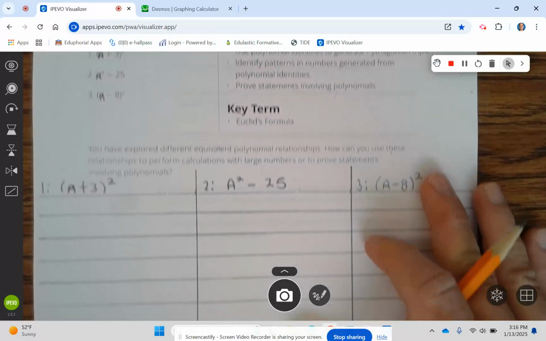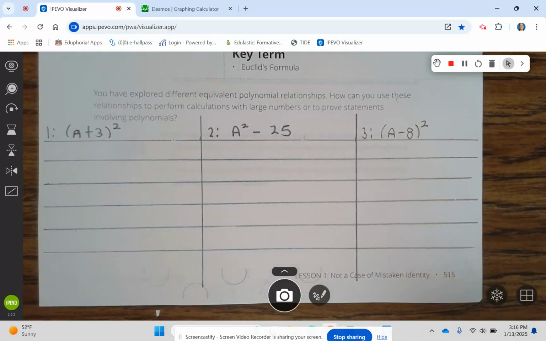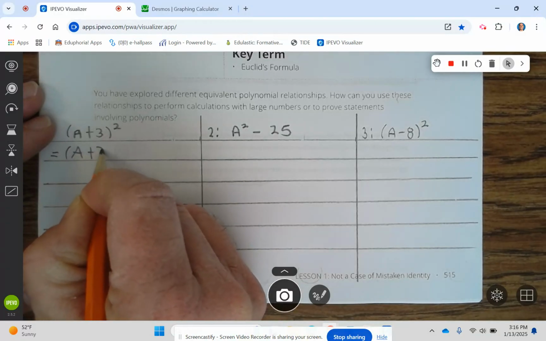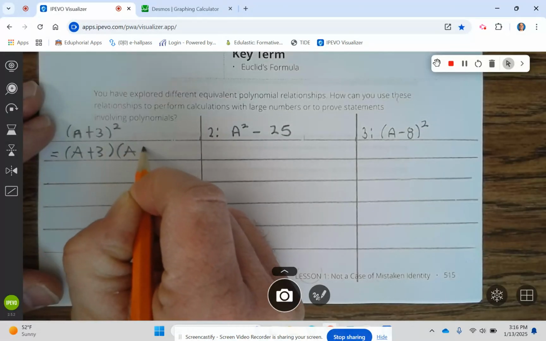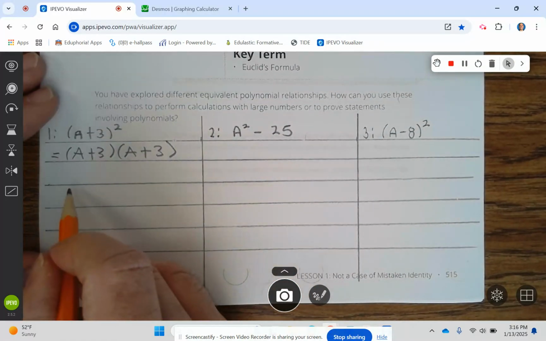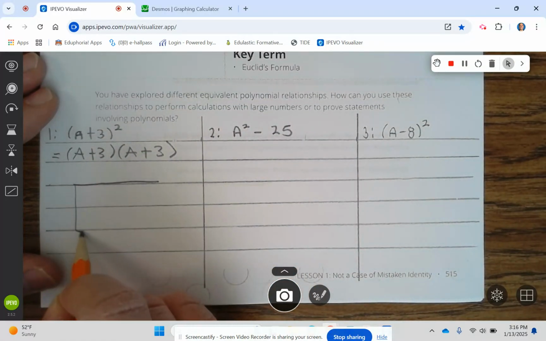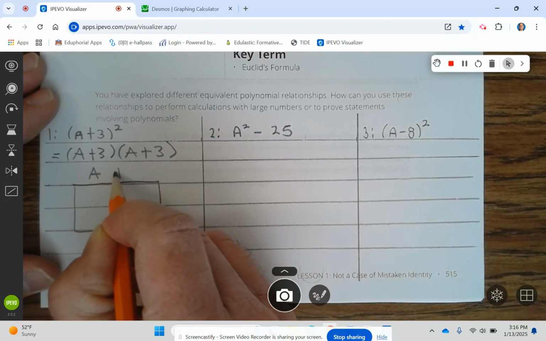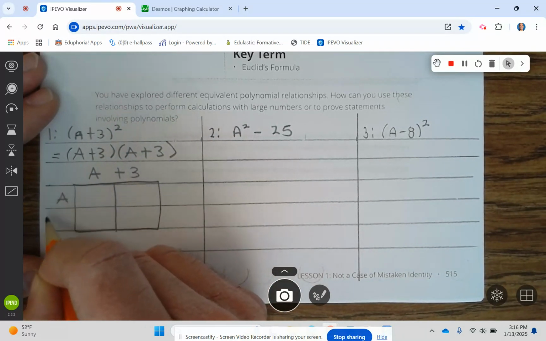Alright, let's take a look at number 1. So a plus 3 squared can be rewritten as a plus 3 times a plus 3. Okay, we're going to multiply using the box method. So a plus 3, a plus 3.